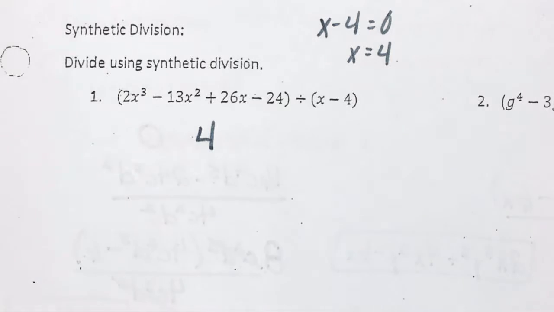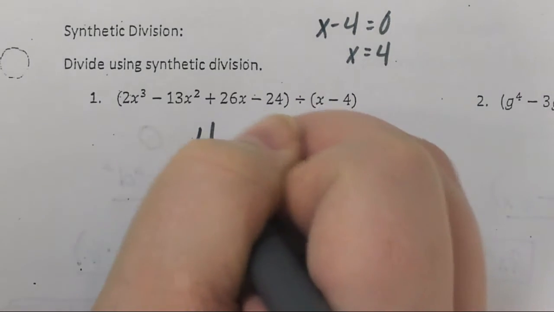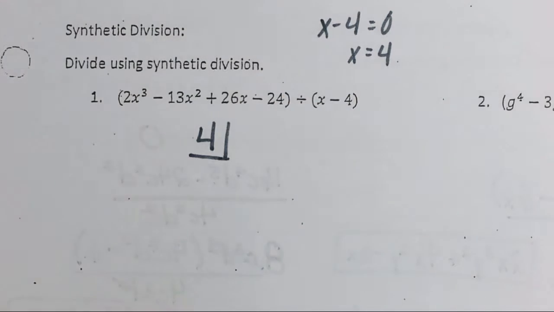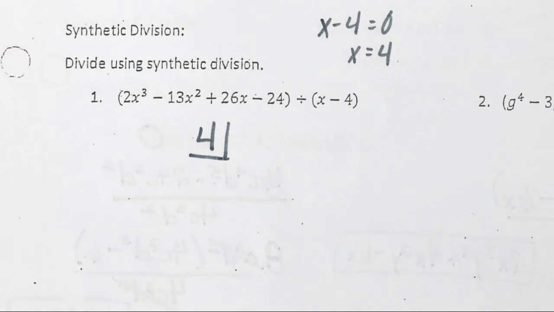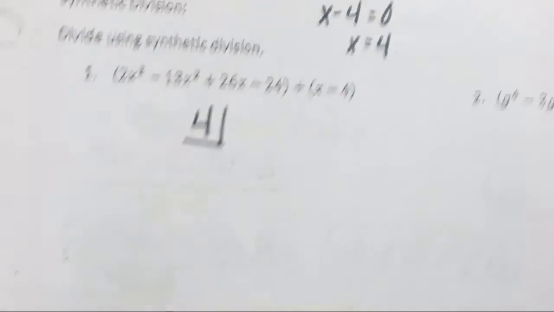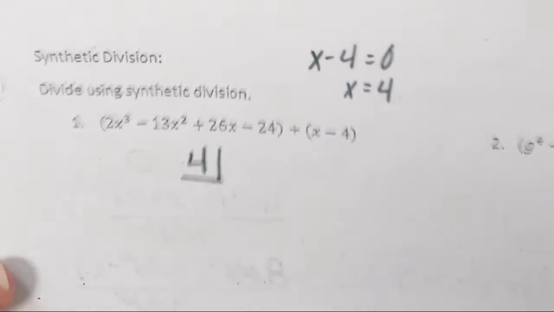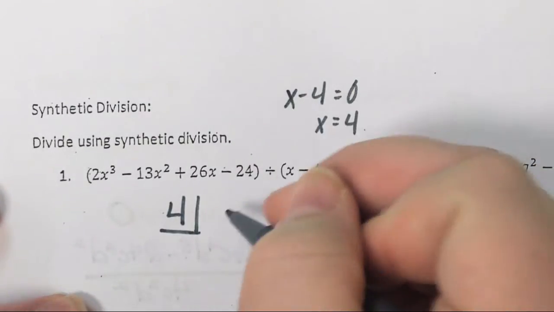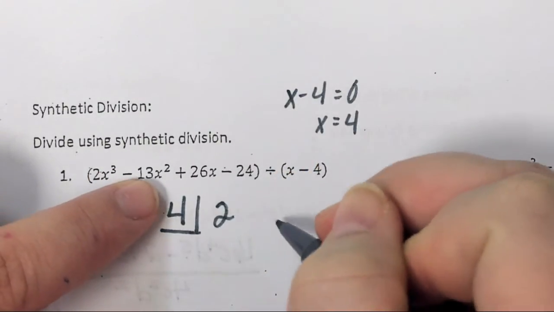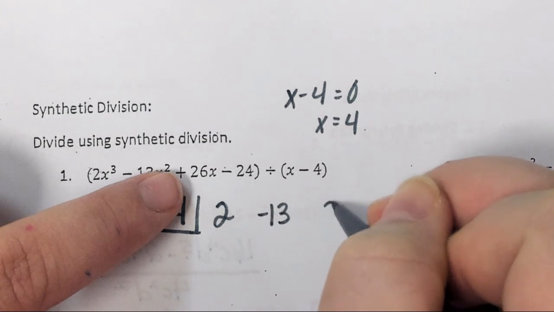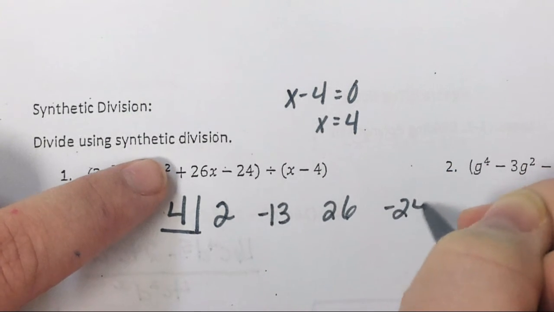We're going to divide 4 into our terms. And what's really cool about synthetic division is we don't have to bother writing x to the third, x squared, x. We don't have to write any of that. We just put the coefficient in front of each one. So for instance, the number in front of the x to the third is a 2. The number in front of the x squared is a negative 13. I got a 26 and a negative 24.